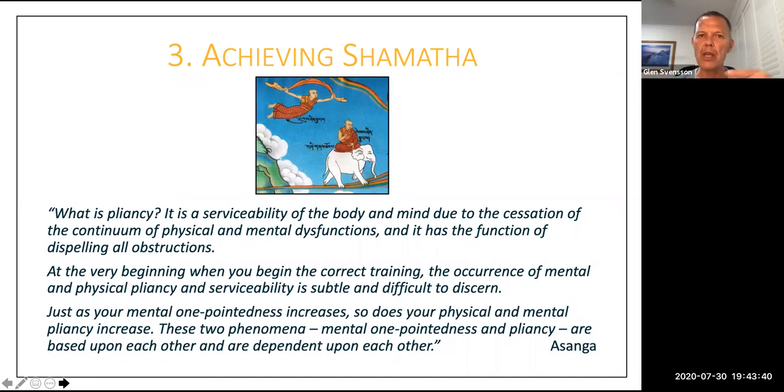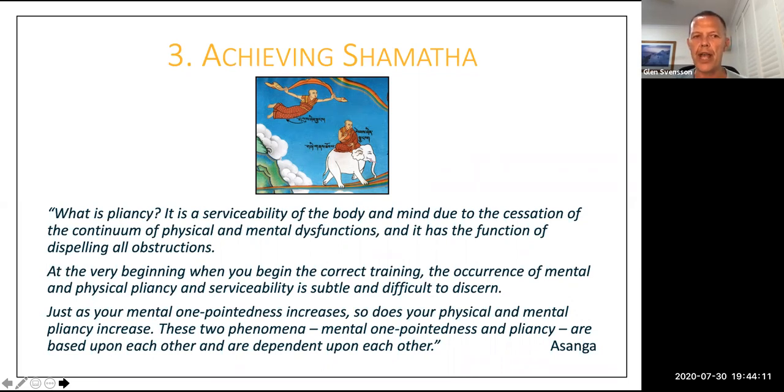Physical pliancy is here. We see this diagram is actually of achieving shamatha, and the meditator flying through the sky is symbolizing physical pliancy. It's said that when we achieve shamatha, our body feels light like cotton. And mental pliancy is symbolized by the meditator riding on the elephant of the mind, meaning that now, when we achieve shamatha, we can turn our mind to whatever we want without any resistance whatsoever.